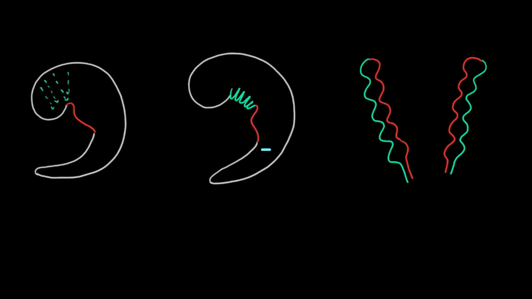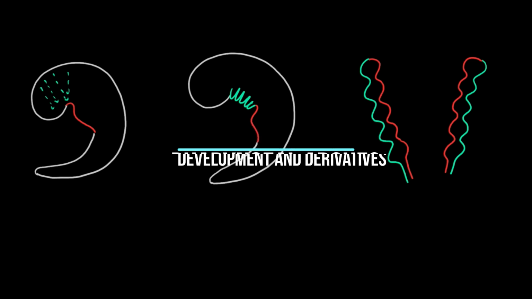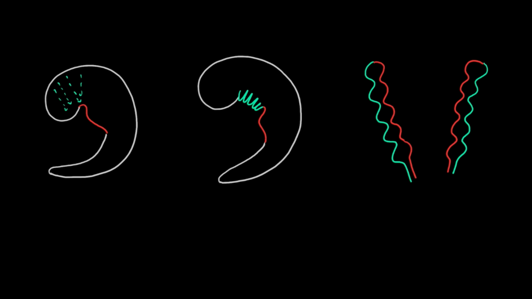Hi guys, today we'll be talking about the pharyngeal arches. We'll be talking about the development and later we'll also be speaking about the derivatives of these pharyngeal arches. So starting with the development, the pharyngeal arches are derived from the neural crest cells.